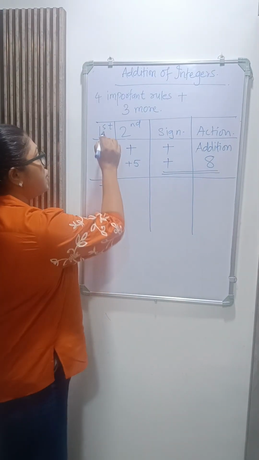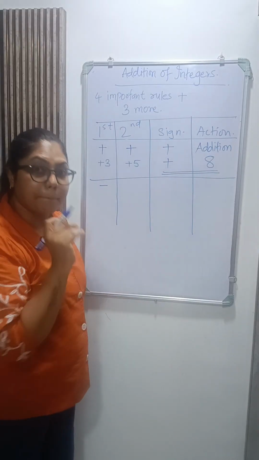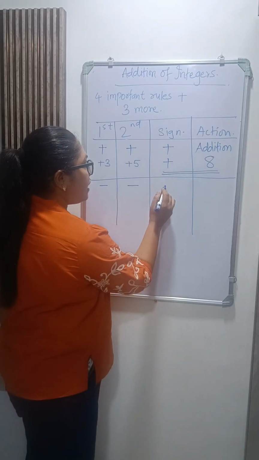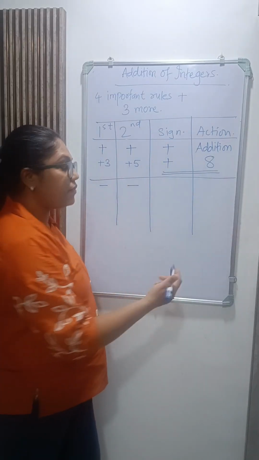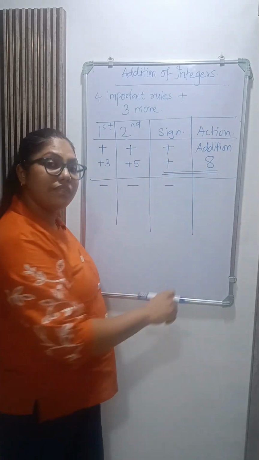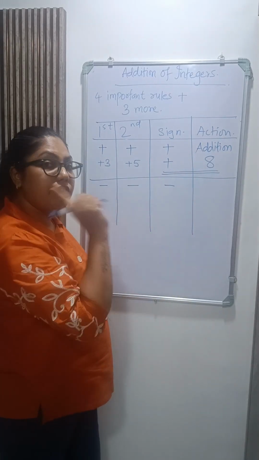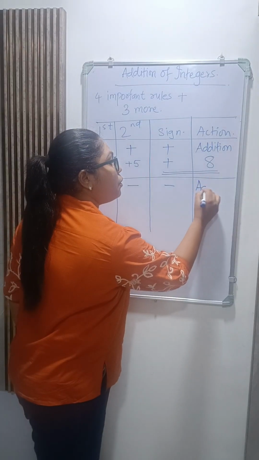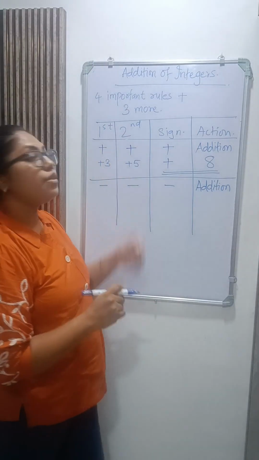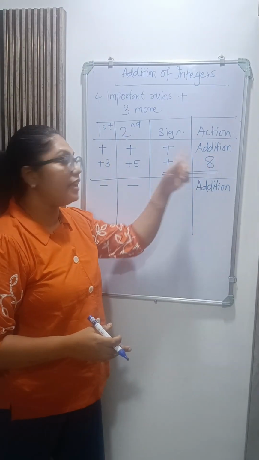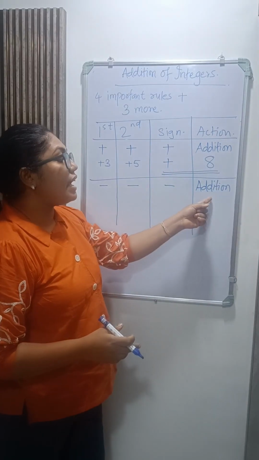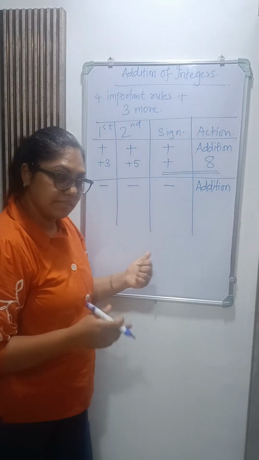If the first number is negative, minus, and the second number is negative, which sign will we take? Because both are minus, we are going to put a minus sign in the answer as well. And what action will we take? Both are the same, we will add. If both the signs are the same, we have to add. Here also both the signs are the same, we have added and taken the same sign.